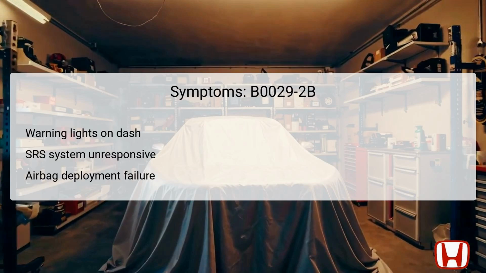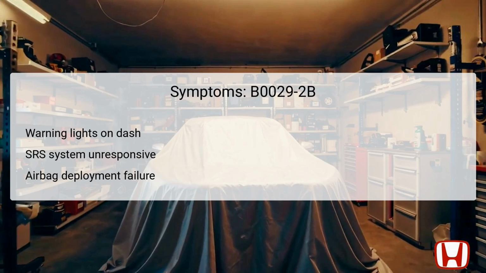Symptoms associated with DTC B0029-2B can include warning lights illuminating on the dashboard, primarily the SRS light, indicating a fault in the airbag system. Drivers may also notice a complete lack of response from the SRS when attempting to check its functionality, suggesting a grave issue within the system.